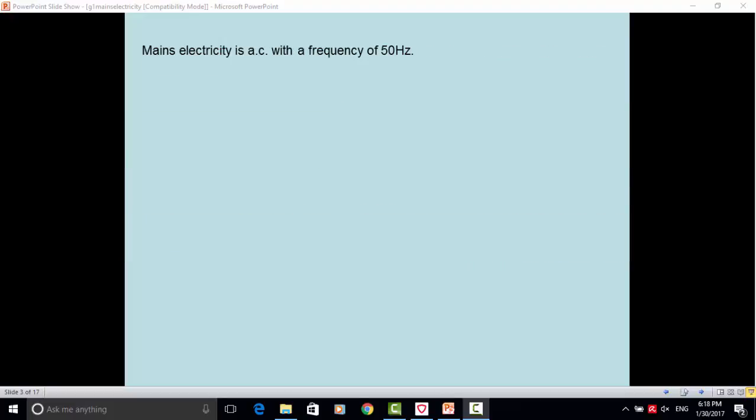Mains electricity is alternating current. It has a frequency of 50 Hz. Time period is 1 over frequency. 1 over 50 Hz means a time period of 0.02 of a second.